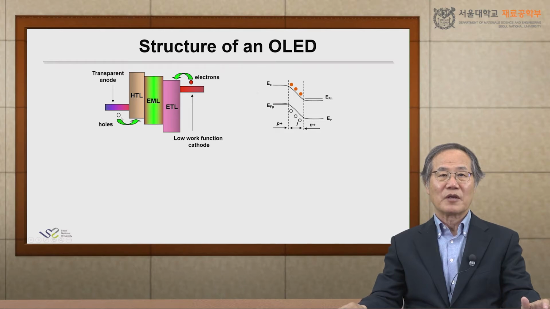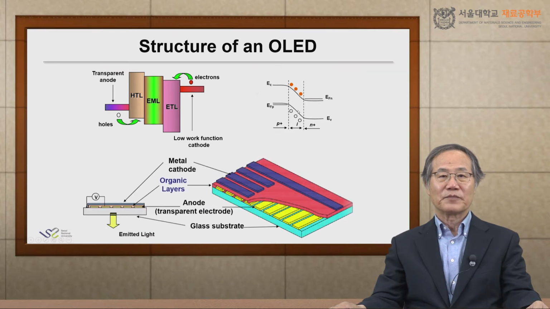transporting layer, and emitting layer. Holes are injected from the anode and transported through the HTL and reach the EML. Electrons are injected from the cathode and transported through the ETL and reach the EML, and they recombine to form excitons and decay radiatively and non-radiatively. This energy diagram is almost similar to the homojunction LED structure, but this is a heterojunction structure, so this needs to be modified to have a heterojunction in inorganic semiconductors.